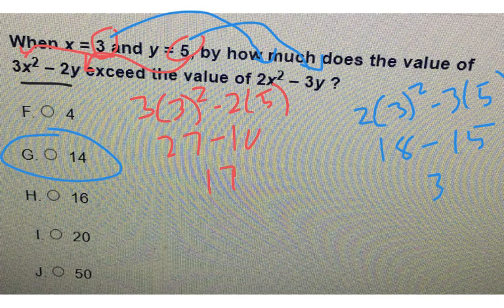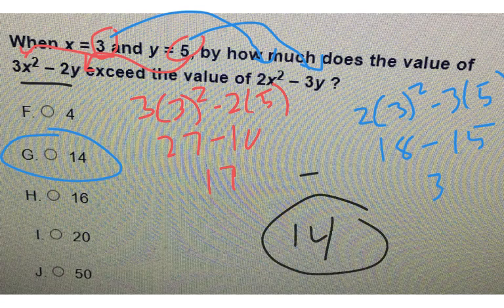And then we want to know how much this first one exceeds the value of the second one. We can find that by subtracting. 17 minus 3, which is 14.